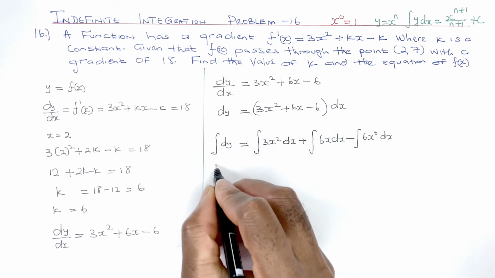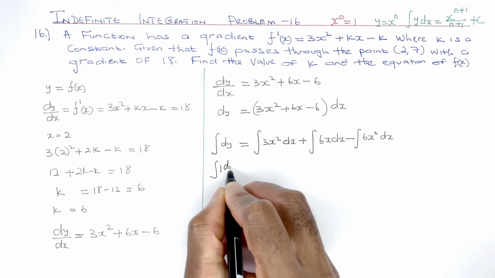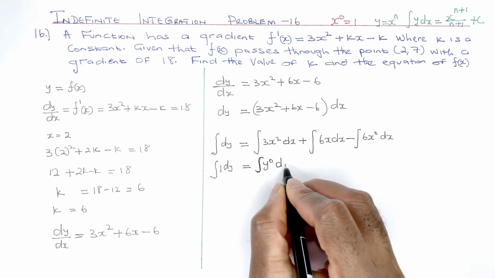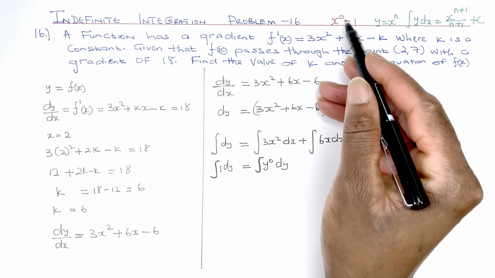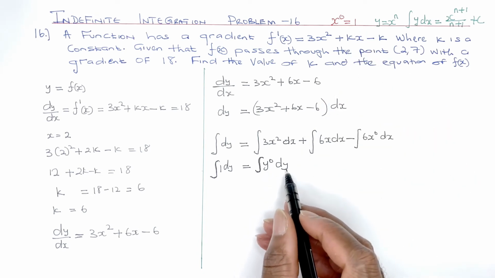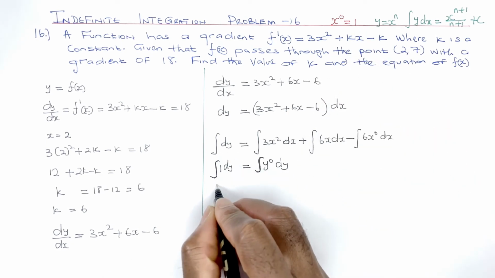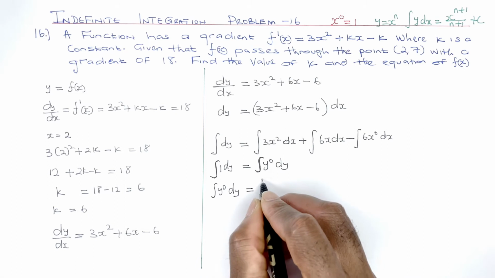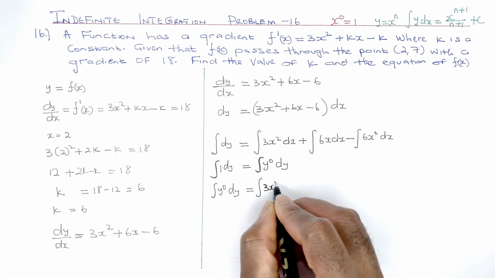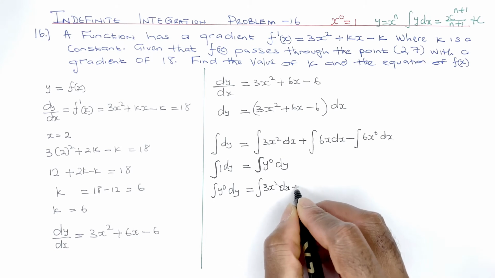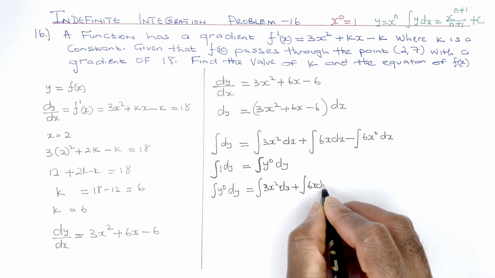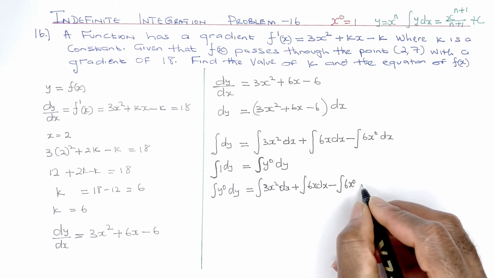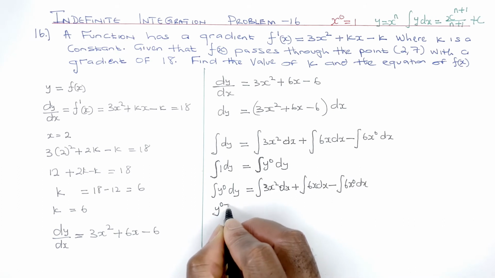The integral of dy is actually the integral of 1 dy, which equals the integral of y to the power 0 dy, because y to the power 0 equals 1. So that's 1 times dy, which is dy. So we're integrating y to the power 0 dy, also integrating 3x squared dx plus the integral of 6x dx minus the integral of 6x to the power 0 dx.